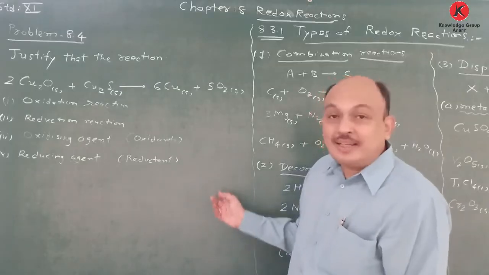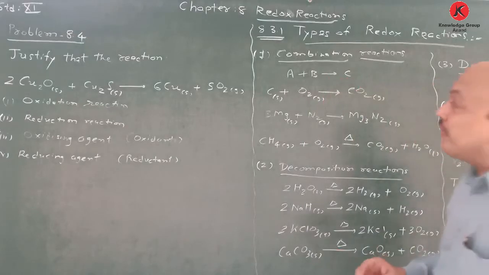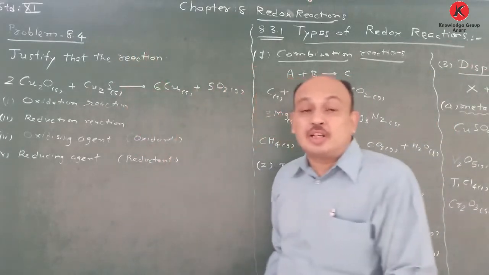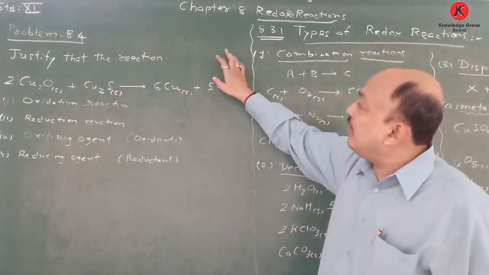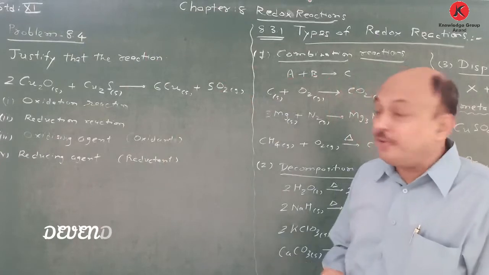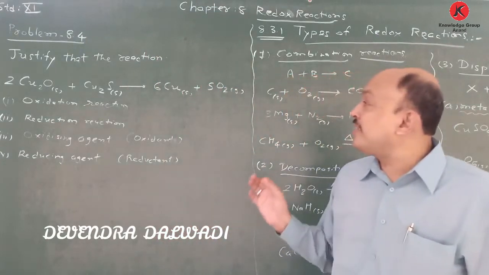Okay, now standard 11, chapter number 8, Redox reactions, lecture number 5, which is a continuation, in which we already discussed stock notation. Now we switch to the next problem, number 8.4: justify that reaction. This is a very important reaction, remember.